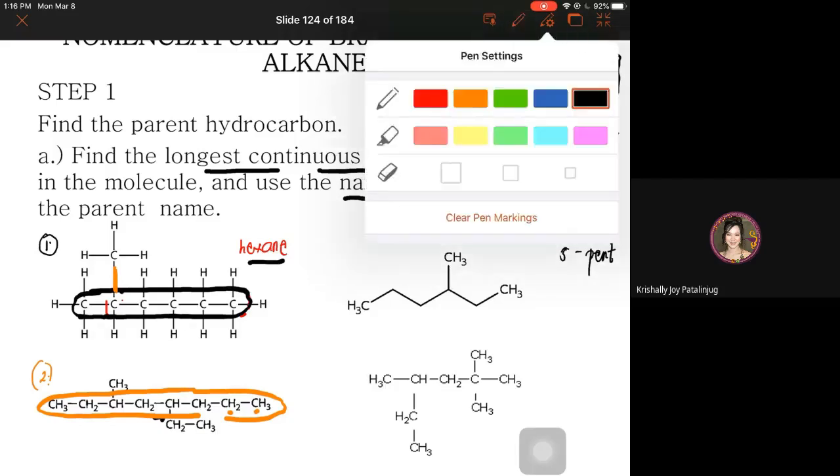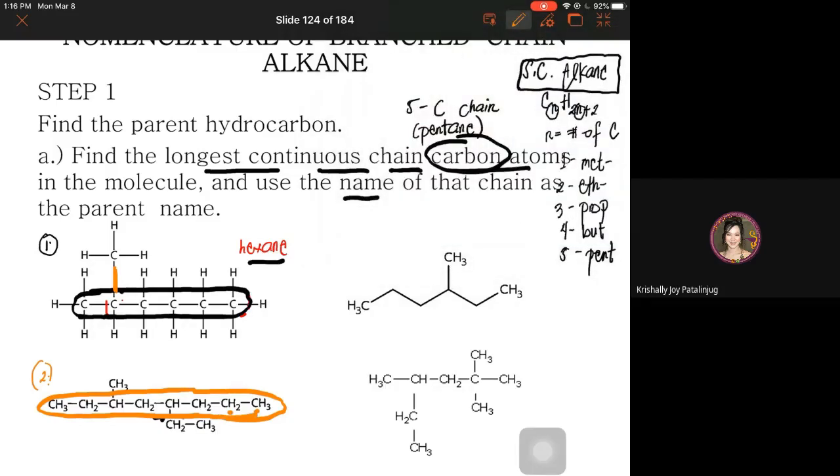Okay. So, from this parent chain, meron siyang dalawang branching point. Diba? Branching point, ito, and this part here. Diba? So, it is a branched chain of alkane. Now, what would be the name of the chain as the parent name? This would be octane kasi 8. Diba? Very good. Octane. 1, 2, 3, 4, 5, 6, 7, 8.